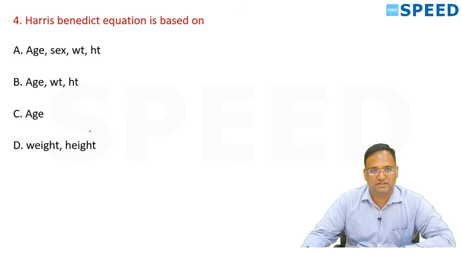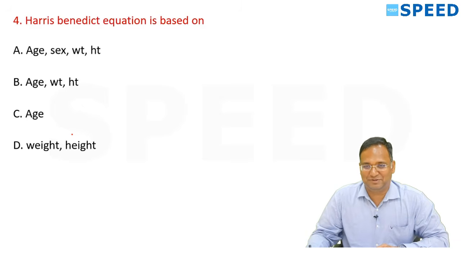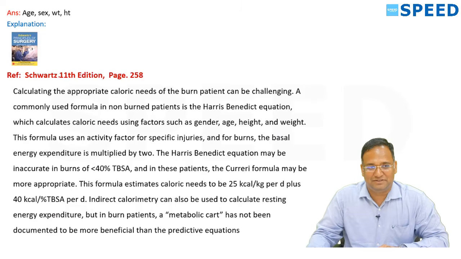Okay. So, if this is clear, next we go to the Harris-Benedict equation, and what is it based on? It's a factual general surgery question. So, the right answer is age, sex, weight and height. See here, Schwartz 11th edition very clearly says, page number 258.